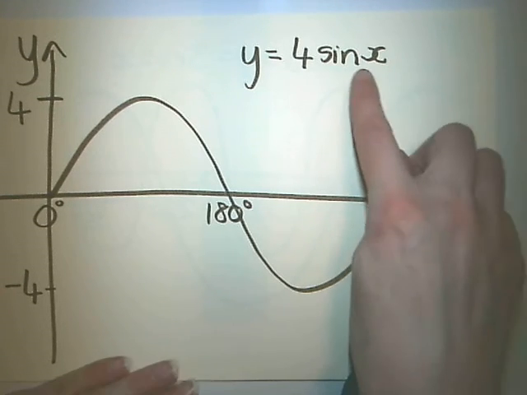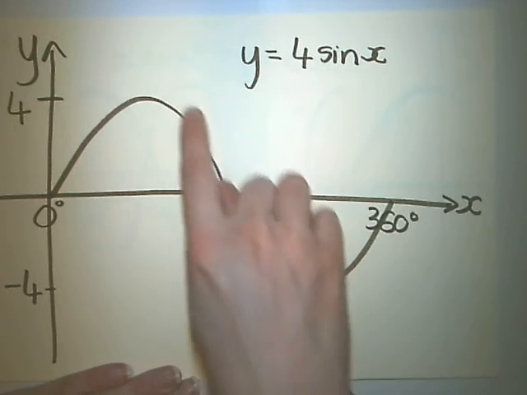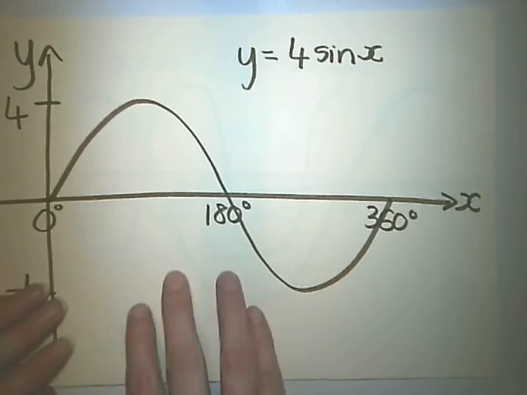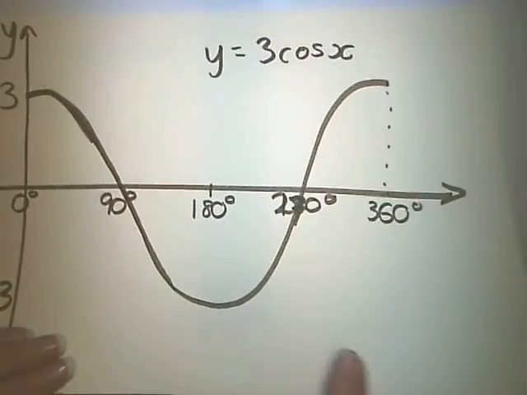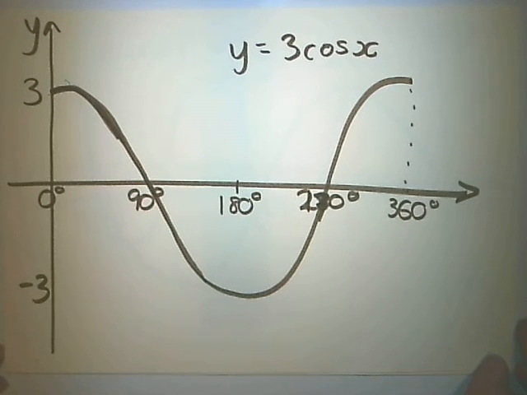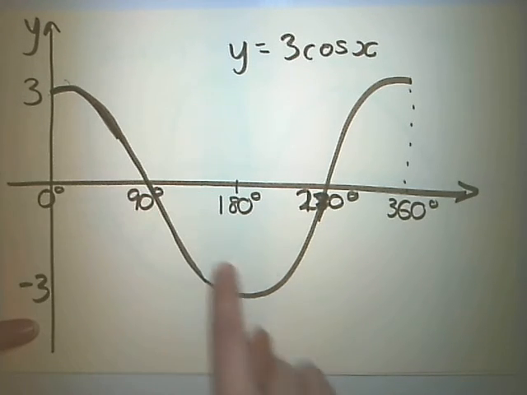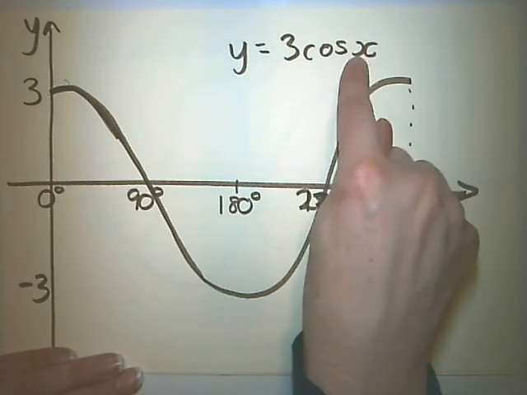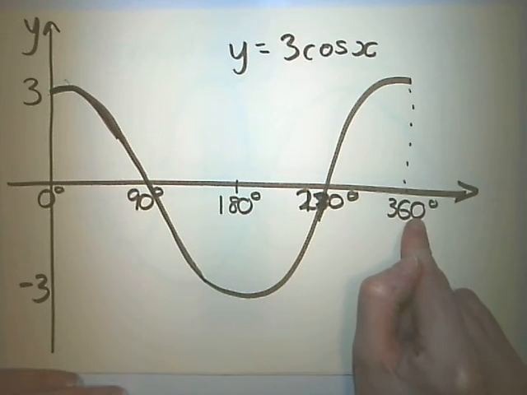Okay? Because it's just sine x, one curve will finish at 360 degrees. Okay, here I've drawn 3 cos x. So the amplitude is 3, goes up to 3, goes down to -3. And it's a cosine curve, so it'll just look like a regular cosine curve. If it's just cos x, one curve will finish at 360 degrees.